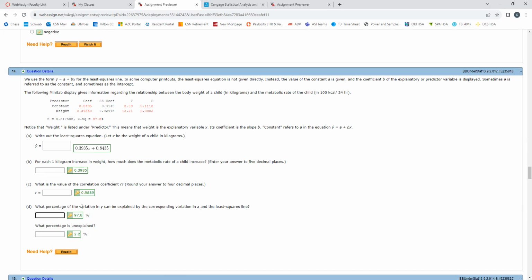R squared tells us the percentage of the variation in y that can be explained by x. So the value for this is always the R squared value. And then obviously the balance, 100 minus that, will be what is unexplained.